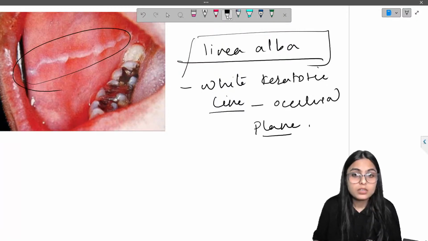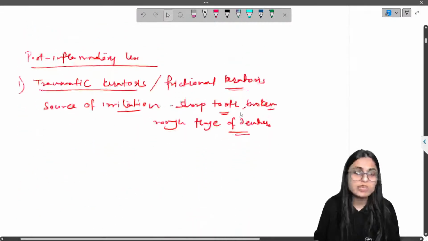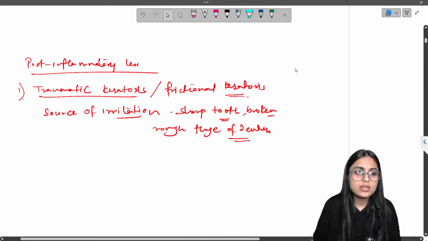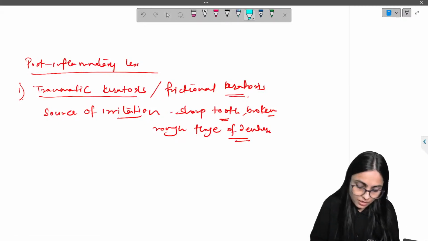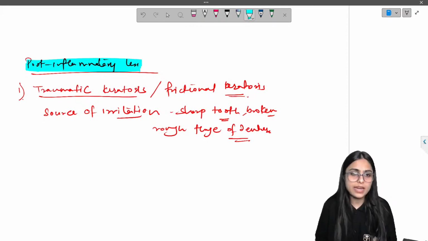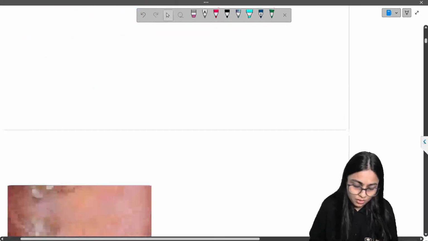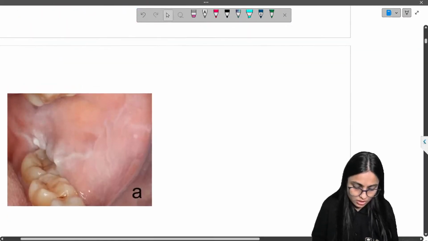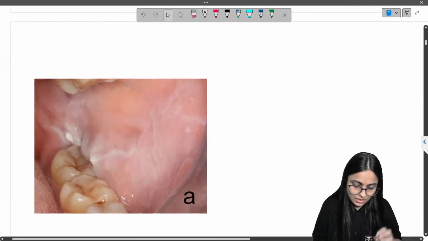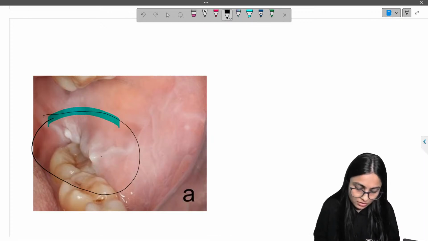Now next we are going to be starting with the post inflammatory lesions. First we have traumatic keratosis or frictional keratosis. I'll show you one image. Can you see this? Can you appreciate this keratinization that has occurred over here?